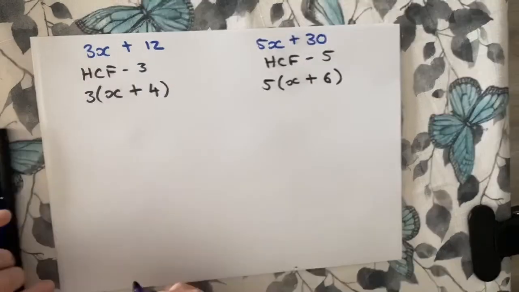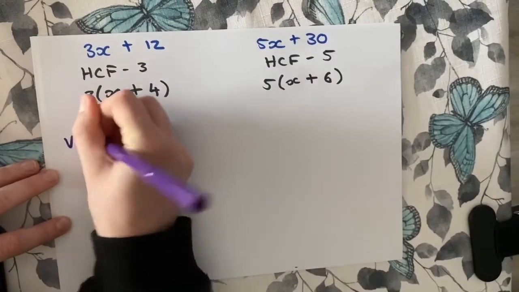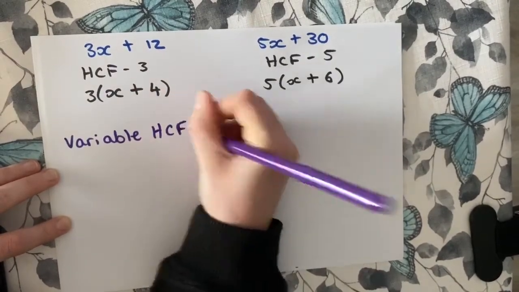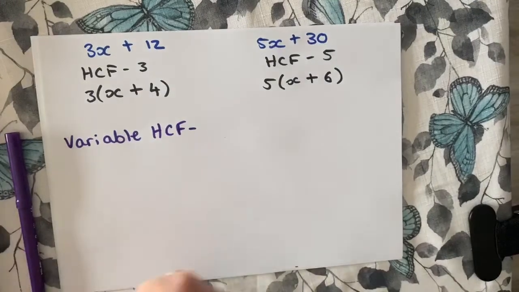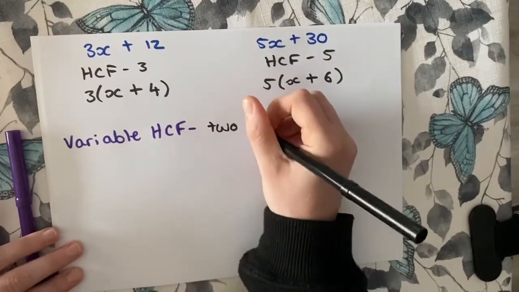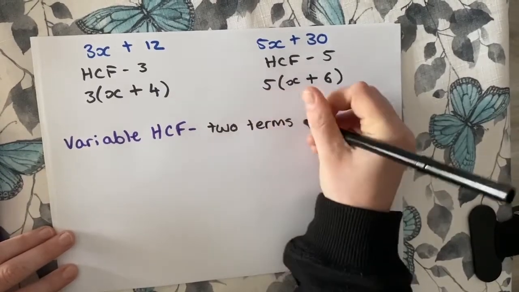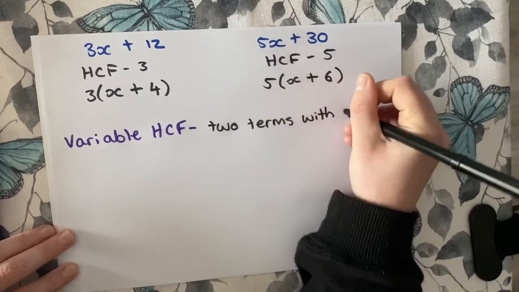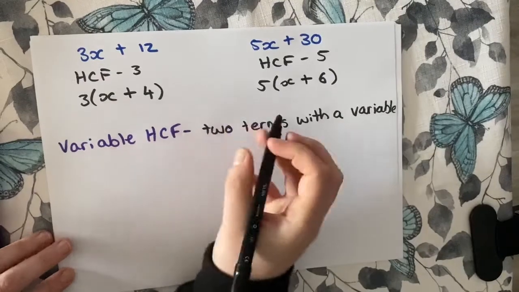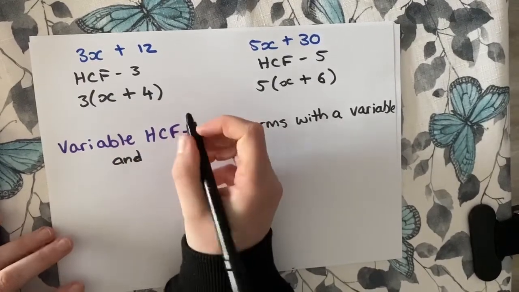Now if we have a variable as the highest common factor, you are going to look for two terms with a variable. And one of those terms is most likely going to be squared.